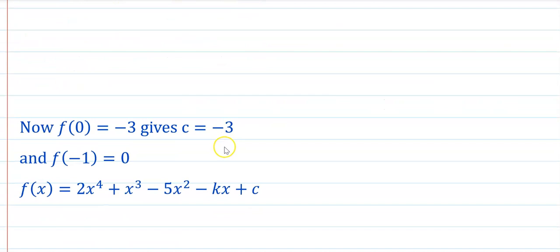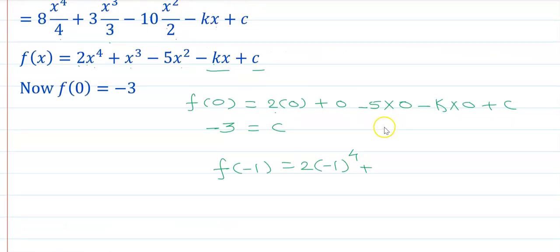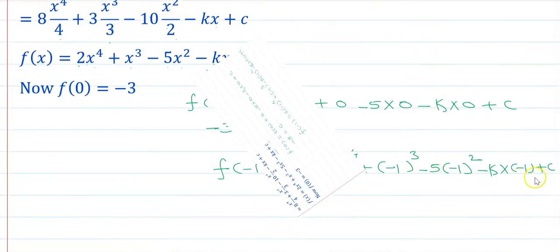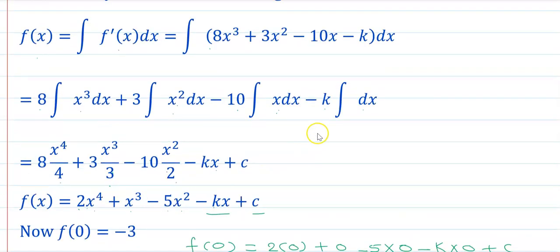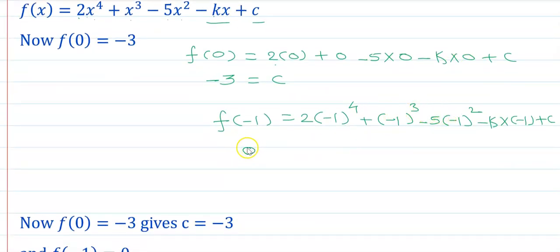Next, f of minus 1. Now we'll find out the value of f of minus 1. See this here, f of minus 1: 2 x raised to minus 1 raised to 4 plus x cube means what? Minus 1 raised to 3 minus 5 into minus 1 raised to 2 minus k into again minus 1, and plus c. Now we know the value of c, which is minus 3. But what about f of minus 1? What is f of minus 1? It is 0. And therefore I will write here 0 first.